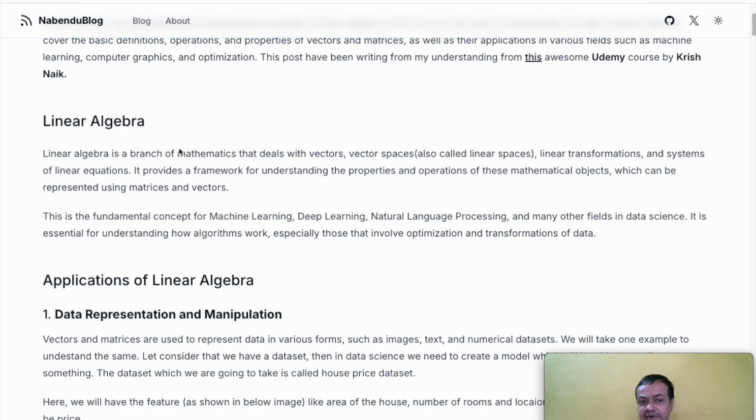Okay, so linear algebra is a branch of mathematics that deals with vectors, vector spaces, linear transformations, and systems of linear equations. It provides a framework for understanding the properties and operations of these mathematical objects, which can be represented using matrices and vectors. This is a fundamental concept of machine learning, deep learning, natural language processing, and many other fields of data science, like the popular one, Gen AI. Even for Gen AI, you need this. It is essential for understanding how algorithms work, especially those involving optimization and transformation of data.